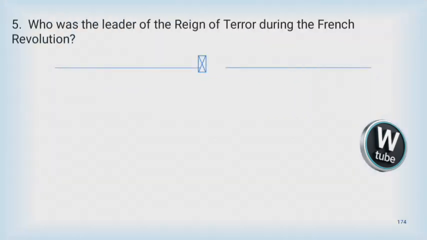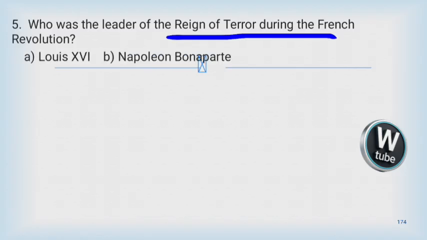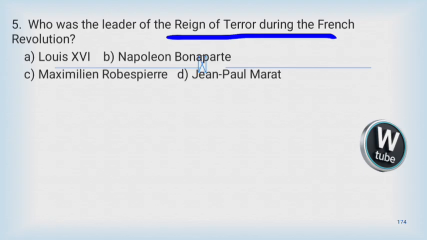Question number 5. Who was the leader of the Reign of Terror during the French Revolution? A. Louis XVI. B. Napoleon Bonaparte. C. Maximilien Robespierre. D. Jean-Paul Marat.